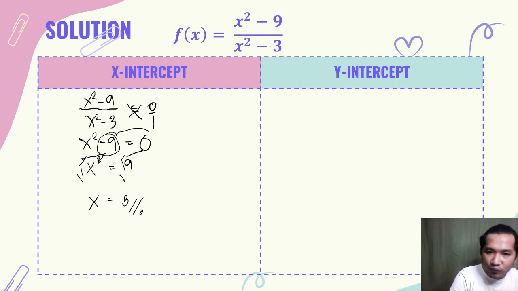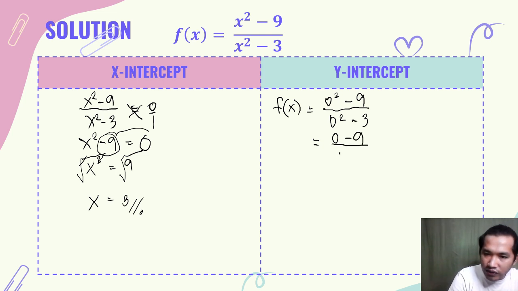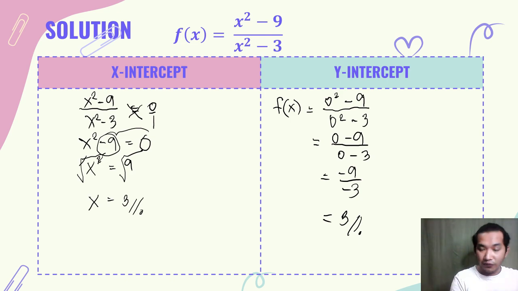For our y-intercept, we will change the values of x to 0, and that is (0² - 9)/(0² - 3). Alright, so 0 squared is 0, and then negative 9 over negative 3. Simplifying it, it will give us negative 9 and negative 3. Okay, negative 9 divided by negative 3 will give us a y-intercept of positive 3.